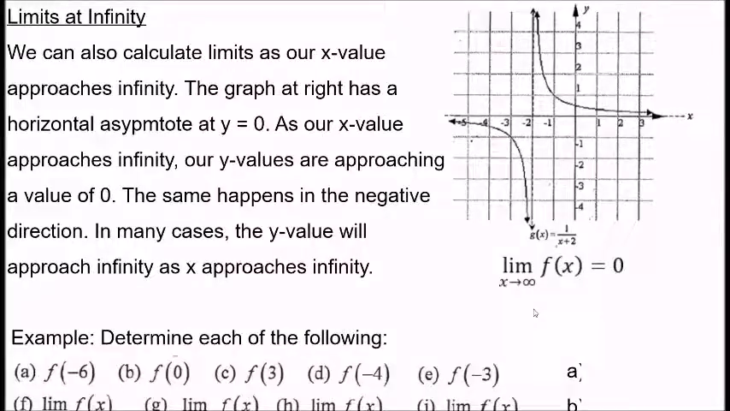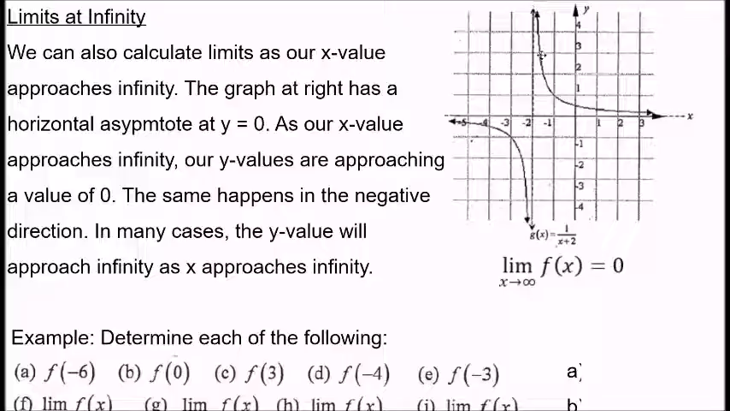Limits at infinity. We can also calculate limits as our x value approaches infinity. So we can calculate the limit as we approach this way and see what happens as we get our x values to be bigger and bigger and bigger. The graph at the right has a horizontal asymptote at y equals 0. So we have a horizontal asymptote right here. You can see it extends just beyond our grid lines. So our y values are approaching a value of 0 as our x value approaches infinity.